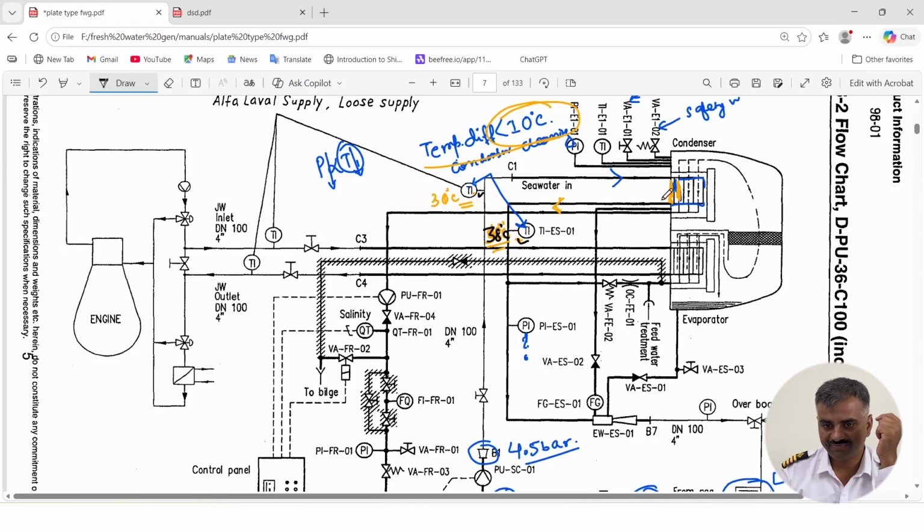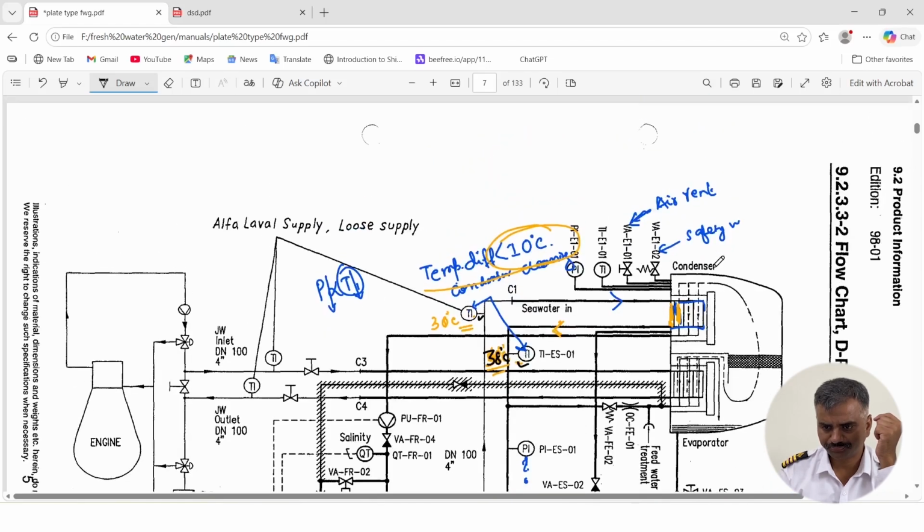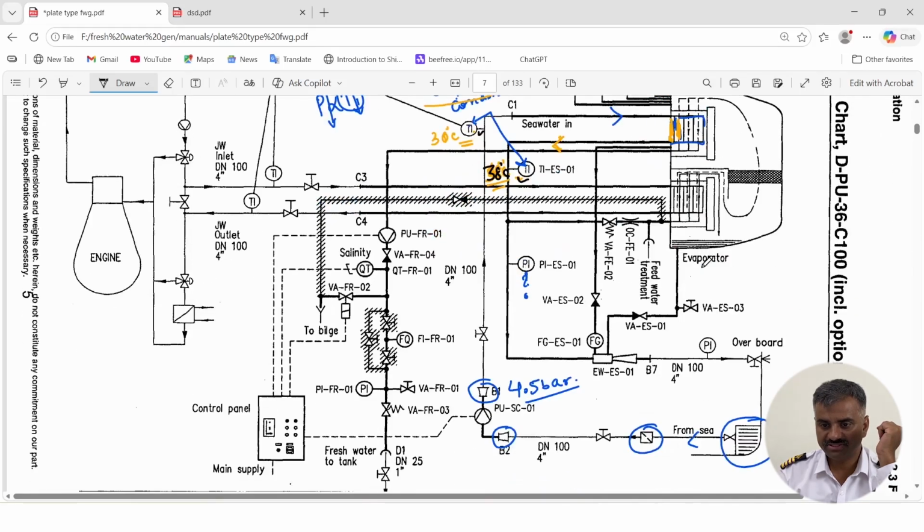Now you have different components installed on the body over here. The one is a safety valve. What is the purpose of the safety valve over here? Say by mistake some valve is left closed in this section, say you forget to open the overboard valve, and seawater is coming from here and getting pressurized.